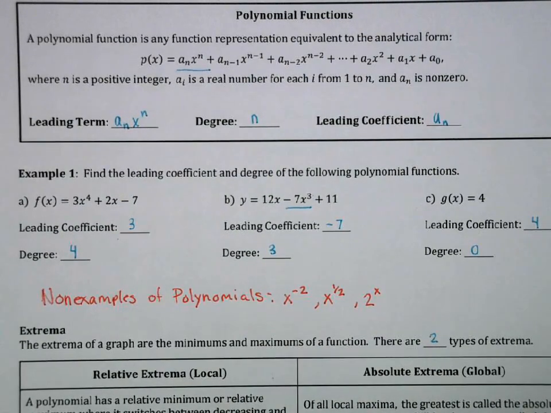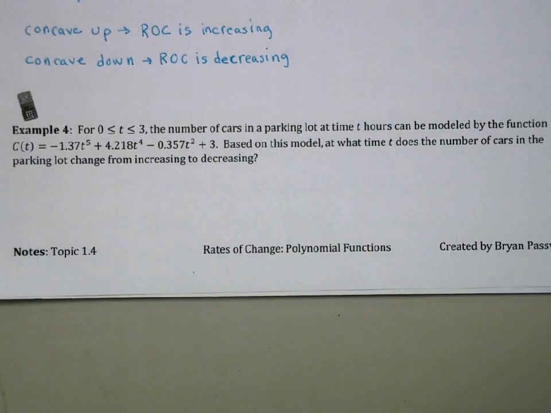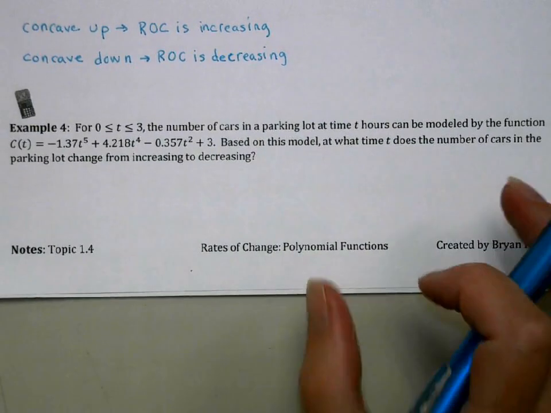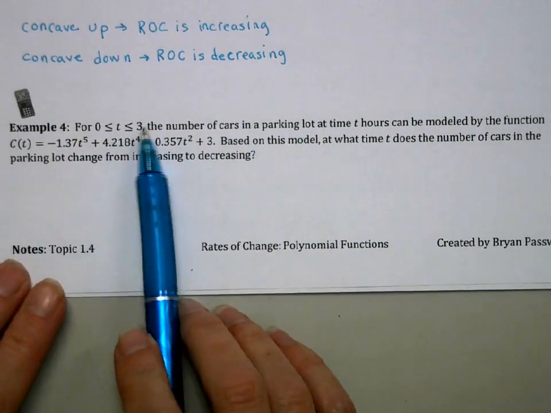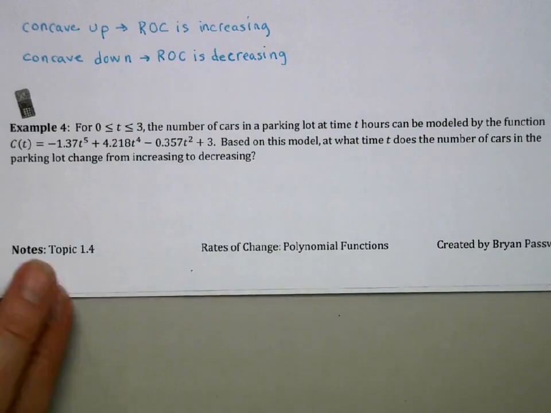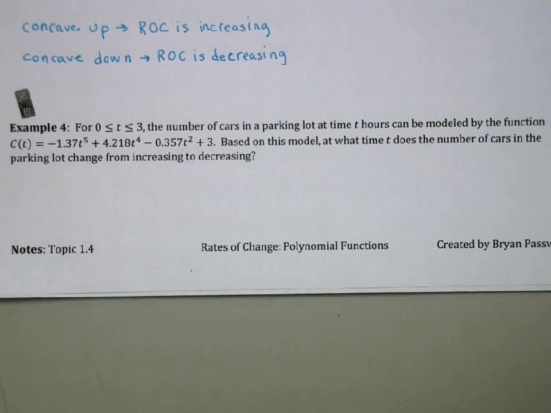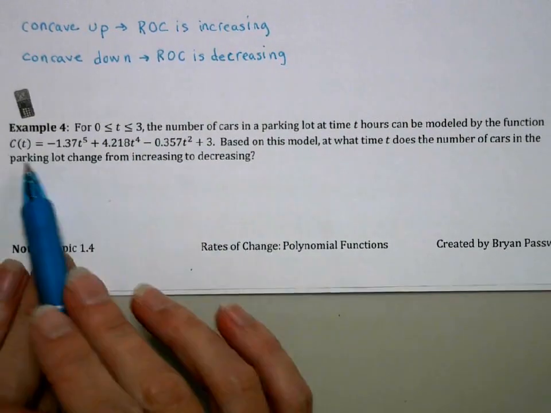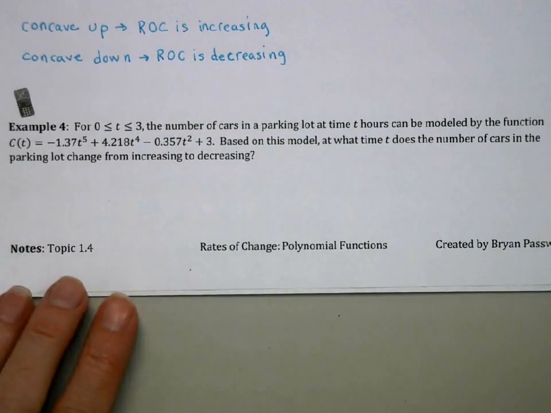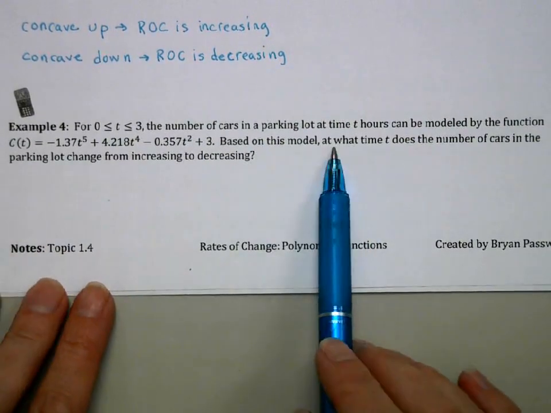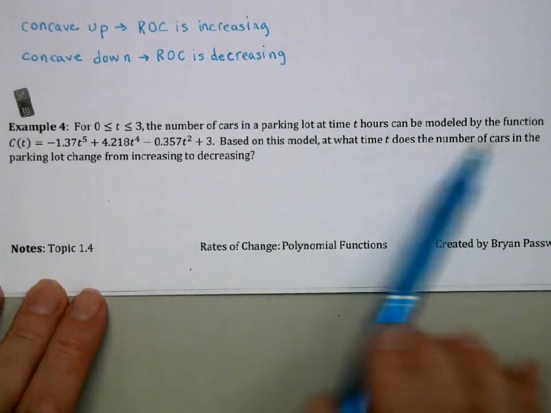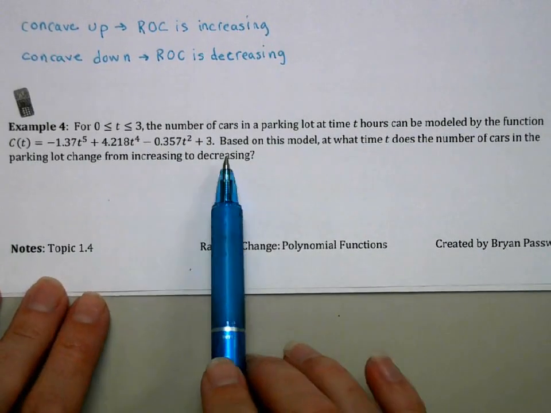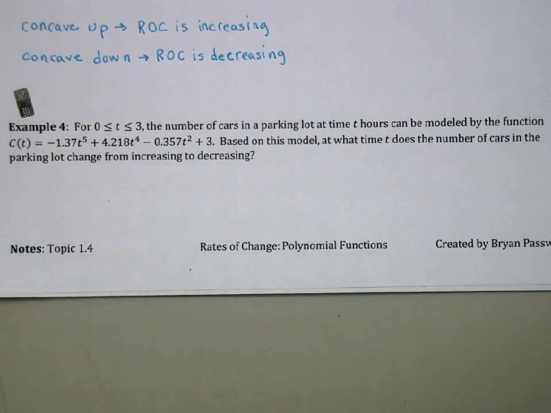So our last example is for 0 is less than or equal to t is less than or equal to 3. The number of cars in a parking lot at time t hours can be modeled by the function, that big polynomial there. Based on this model, at what time t does the number of cars in the parking lot change from increasing to decreasing? So we are going to use our trusty calculator.